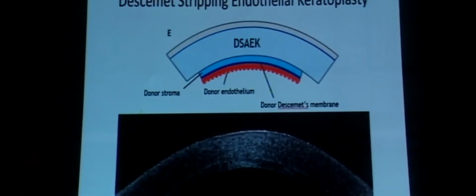As we all know, DSEK or DSAEK, that is Descemet's stripping endothelial keratoplasty or automated endothelial keratoplasty, is the new in thing, and this does not require a full thickness penetrating graft. What we do is simply transplant a little bit of posterior stroma along with the Descemet's endothelium complex into the host eye, and then the entire graft starts working, and the new endothelium can give clarity to the host cornea.